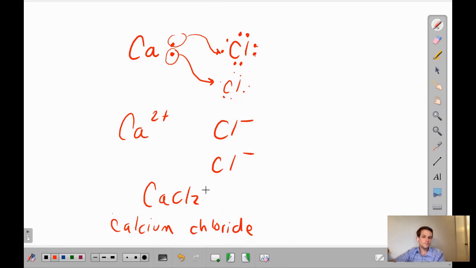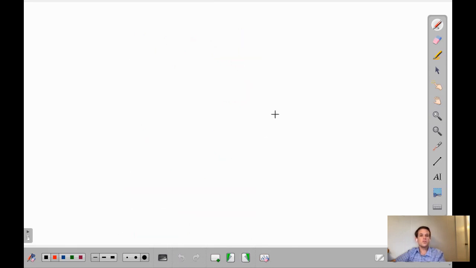It doesn't matter how many there are. But do notice that they need to balance out the 2 positives and the 2 negatives to make a formula unit. So we'll look at one more example, it's a little bit hairier.